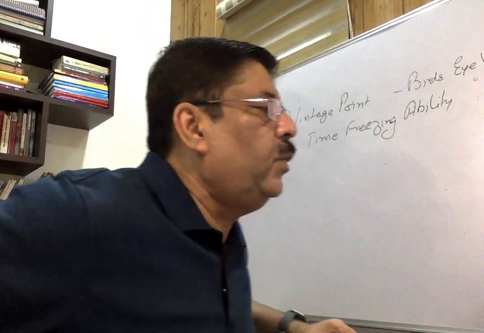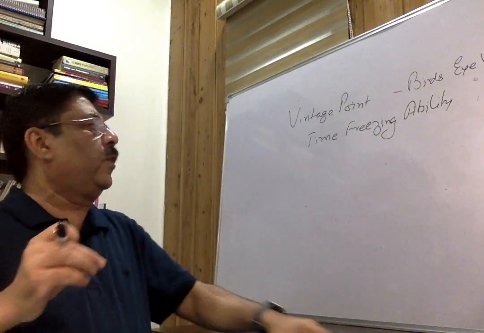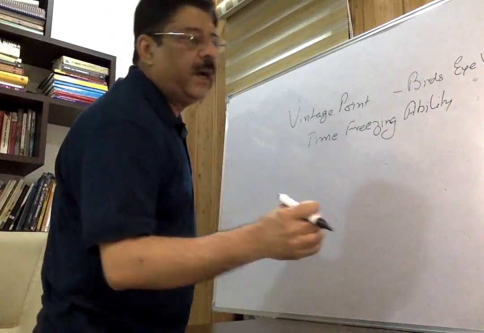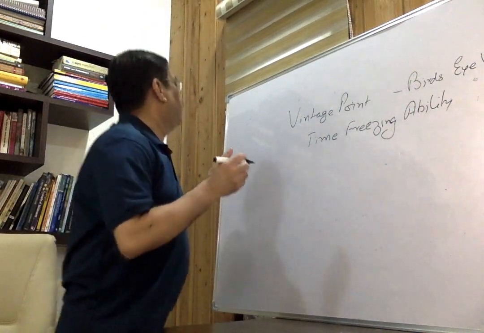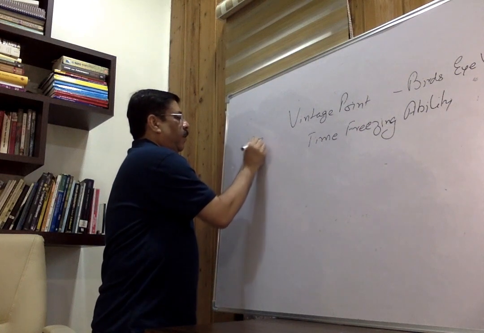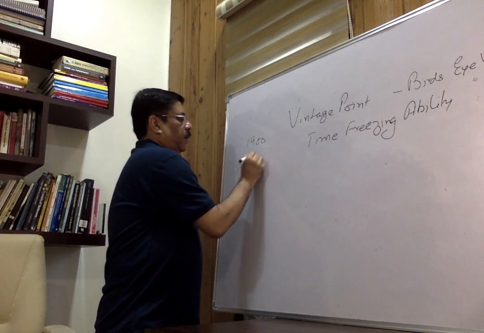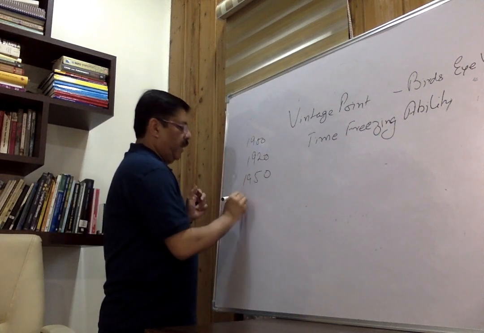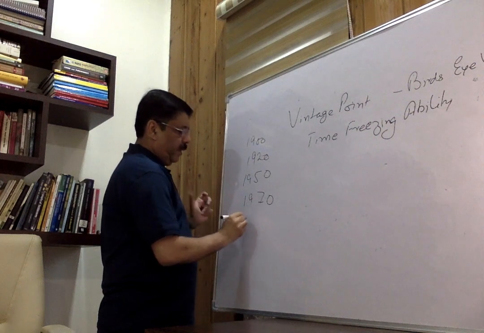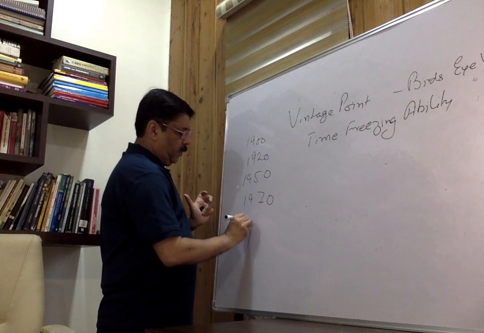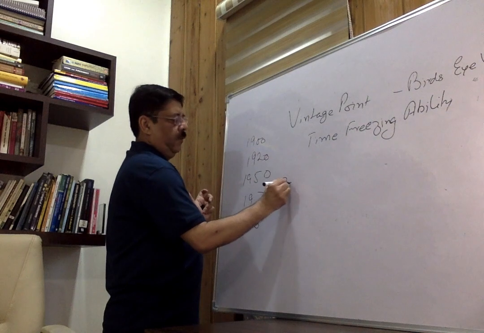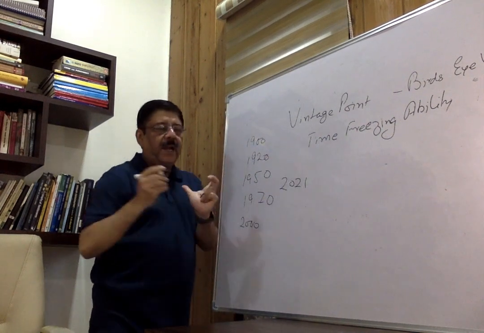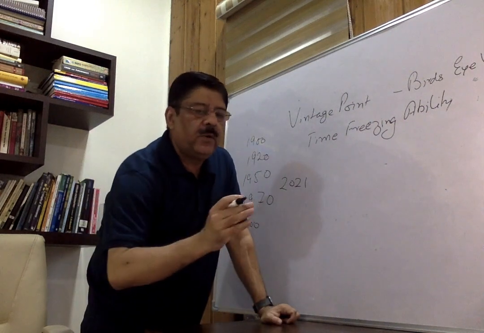For a particular place or object, you can compare the aerial photographs taken at different times. Suppose you are photographing a city or a town, and one photograph you had taken in 1900, one in 1920, one in 1950, one in 1970, one in 2000, and one of the present day, 2021. And you can compare the city boundaries.